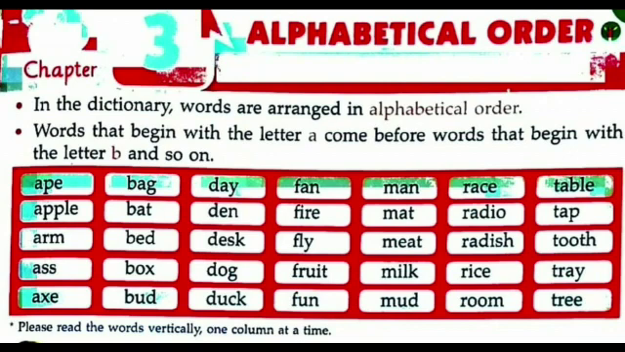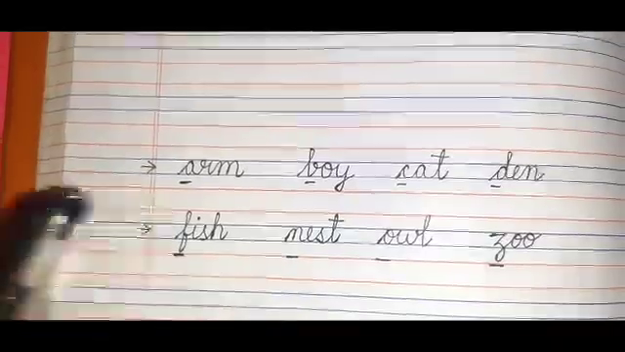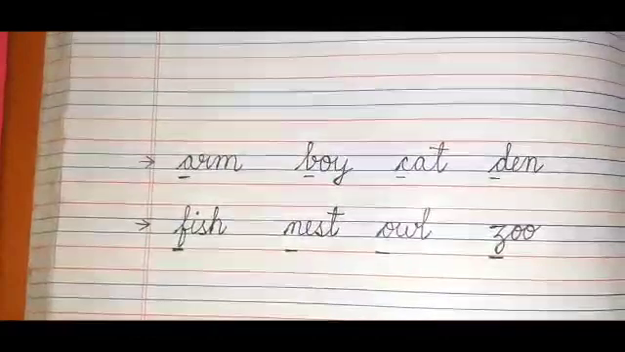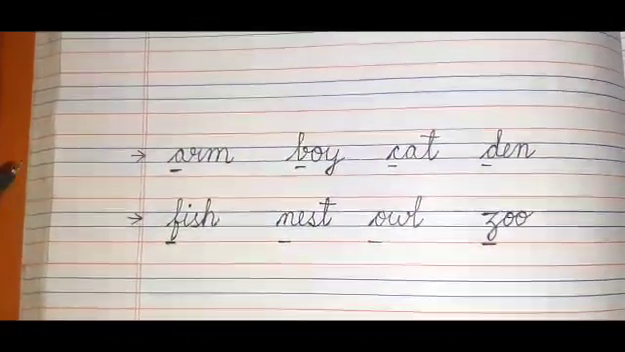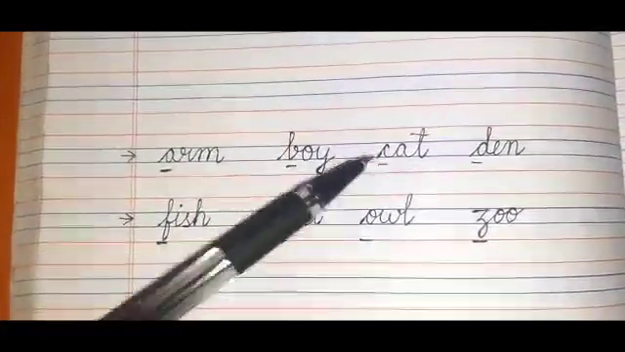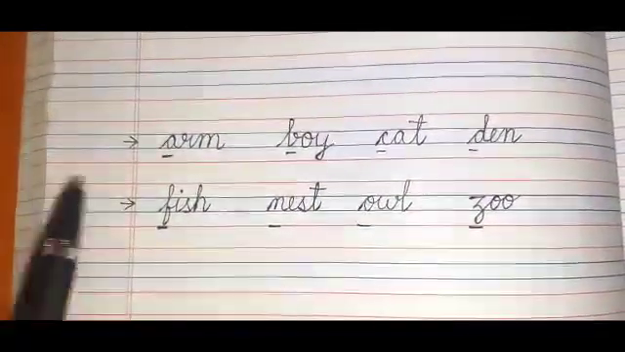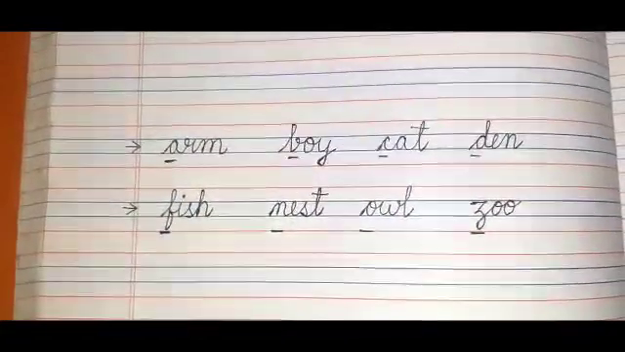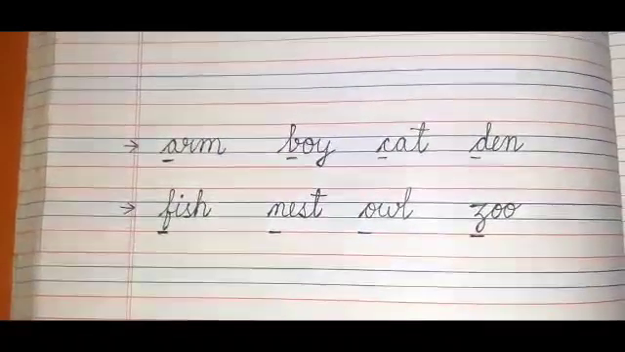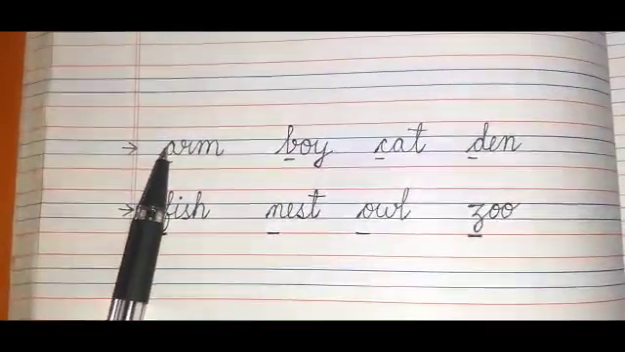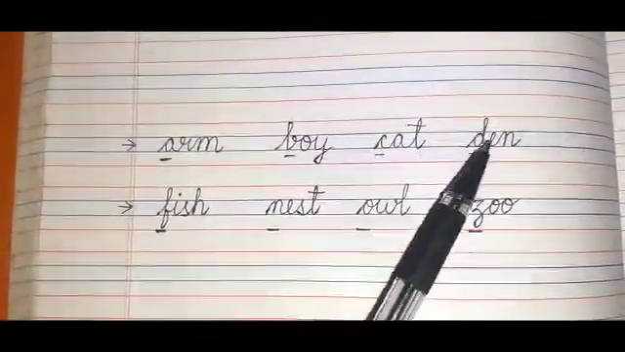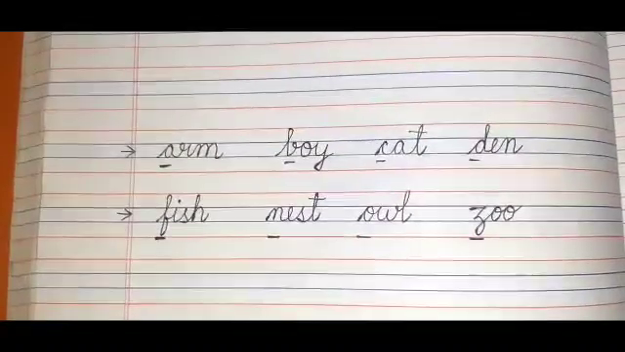So here, let's take an example. Here we have 4 words: arm, boy, cat, den. We'll see the first letter of all the words: A for arm, B for boy, C for cat, and D for den. These 4 words are arranged in alphabetical order. Why? Because these letters follow the A to Z order. We see the first letter: A, then B, then C, then D. So these are arranged in alphabetical order.